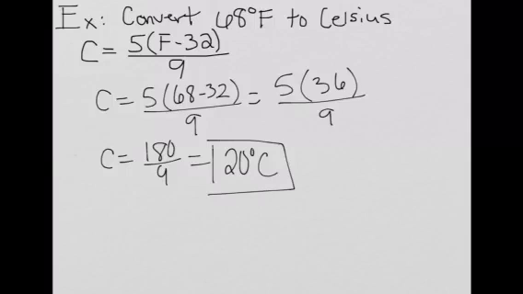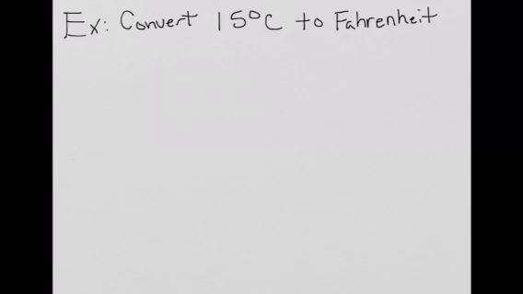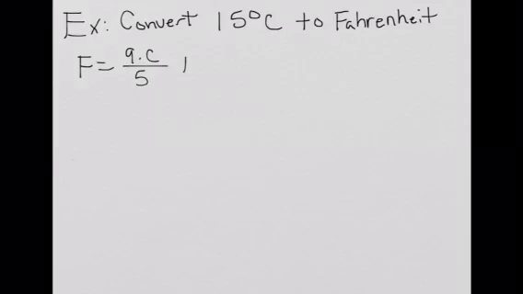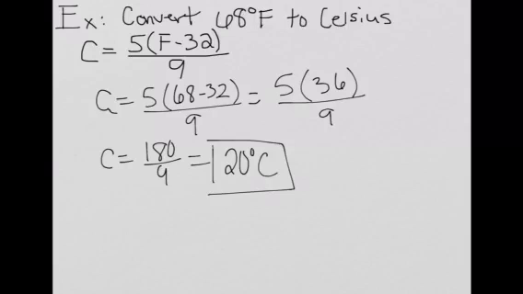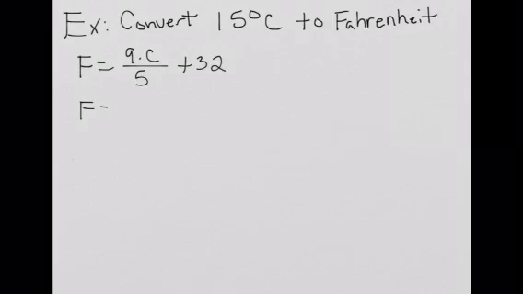All right, let's try one more together. Now in this one, we want to convert 15 degrees Celsius to Fahrenheit. So now we're going the other way. So we're going to use the other formula, which was Fahrenheit is equal to 9 times my Celsius degree divided by 5, and then plus 32. Again, all we're going to do is first plug in whatever our Celsius degree is. In this case it is 15.